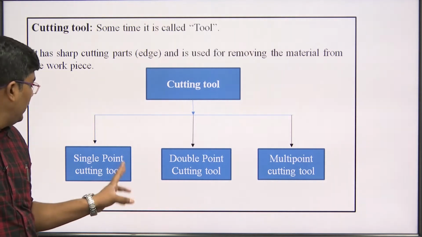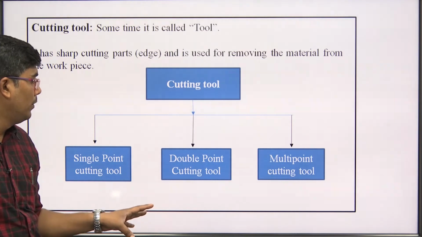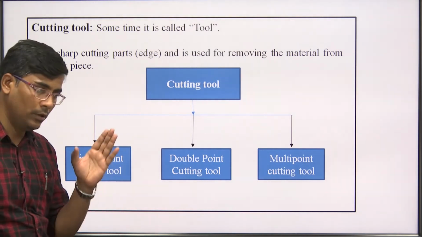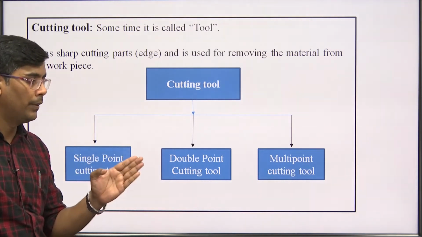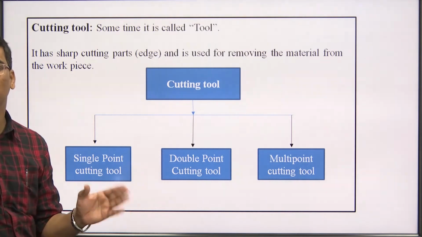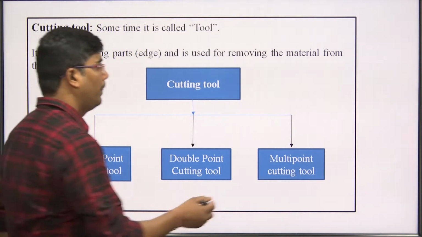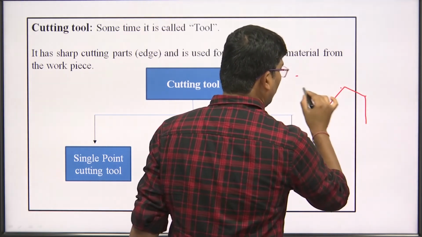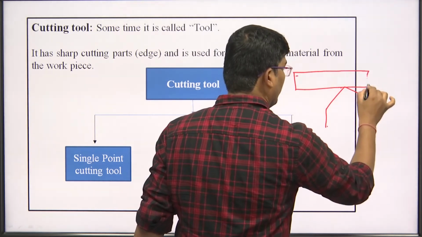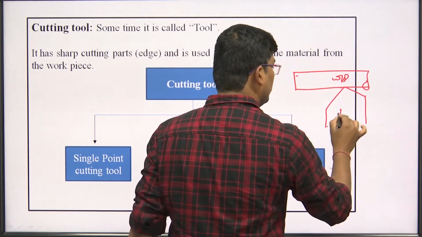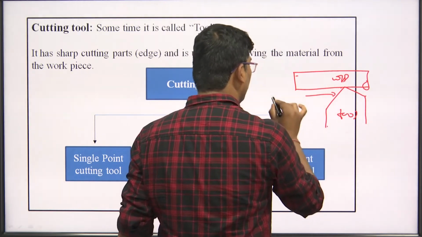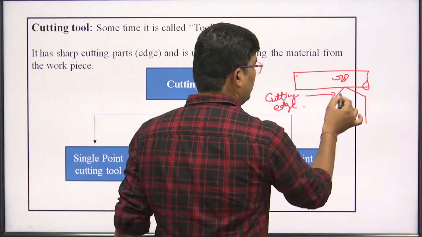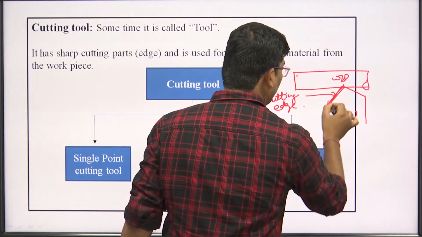Basically, here we discuss only single point cutting tool and multiple point cutting tool. It is classified on the basis of their cutting edge. Cutting edge means the edges which are responsible for cutting the metal or material. For example, this is a workpiece and this is a tool. This is known as a cutting edge, which is responsible for the cutting.